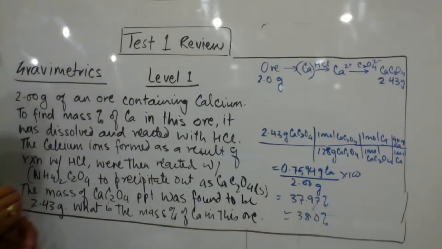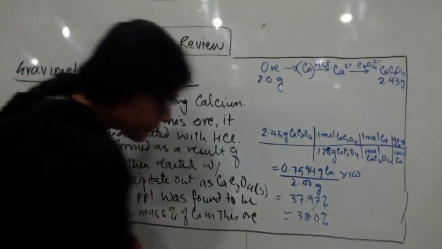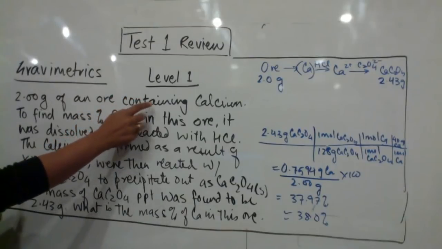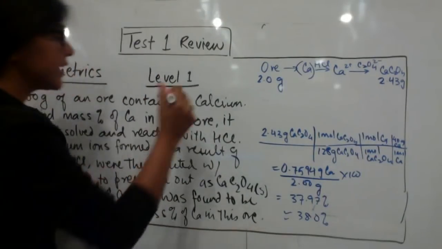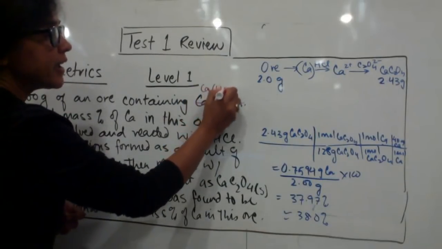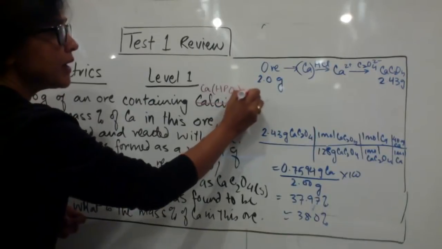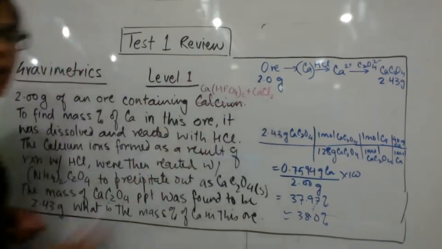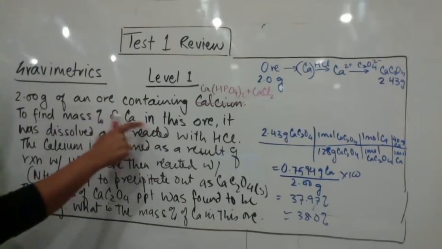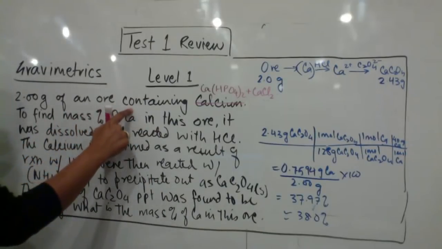Okay, so now this was level 1. And if I had to add a challenge to it, here is what I'm going to do. Watch it carefully. Now, I will say there is an ore containing 2 things that contain calcium, let's say, calcium-containing compounds CaHPO4 twice plus CaCl2. How have I added challenge to it? Now I've added 2 places where the calcium can come from.